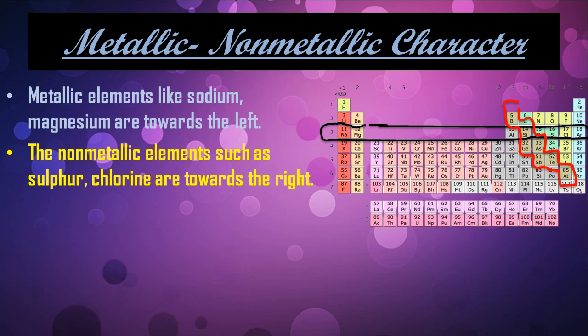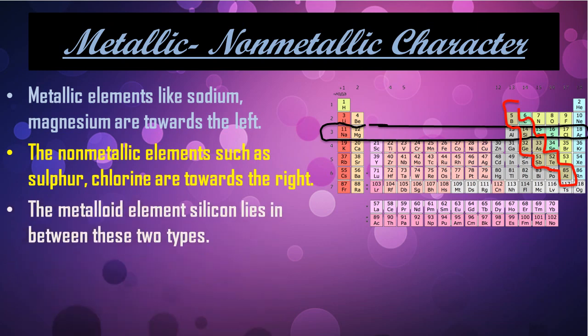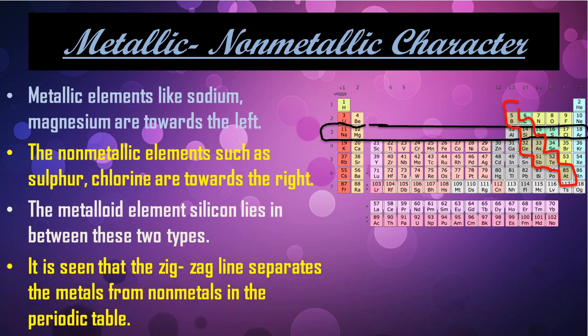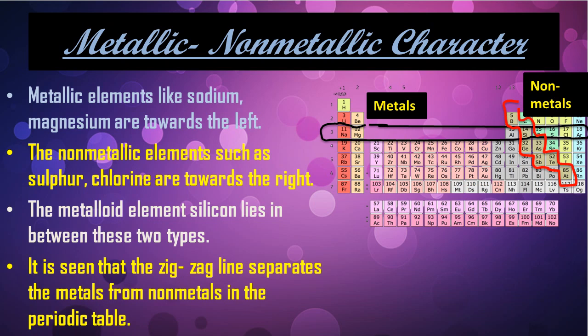That means along the zigzag line. A similar pattern is also observed for the other periods, and it is seen that the zigzag line separates the metals from non-metals in the periodic table. From the left side we have metals, and on the right side we have non-metals, and along the zigzag line we have metalloids, which have the characters of both metals as well as non-metals.